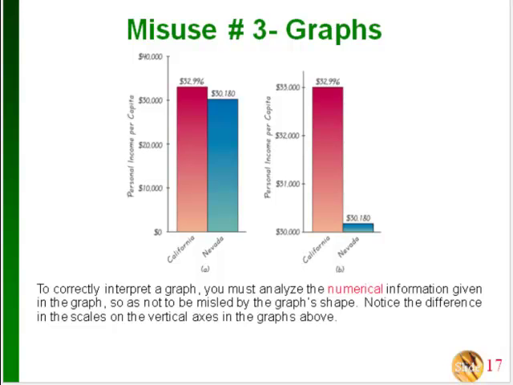This is another very common misuse of statistics, and this is misleading graphs. For example, in this one on the left, notice that it starts down here at 0 for the vertical axis, and you can see the 2 values here pretty easily. This one on the right starts at 30,000, and notice how different it makes the 2 values look. It makes the Nevada value look so much smaller than the California value when it really isn't. So in this case, the one on the right is misleading, the one on the left is not.